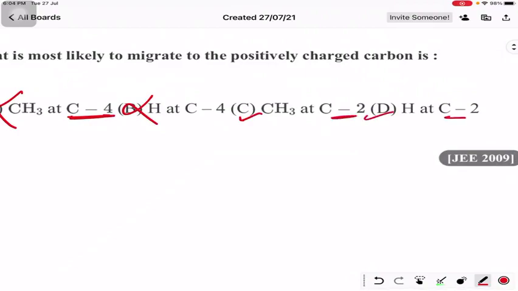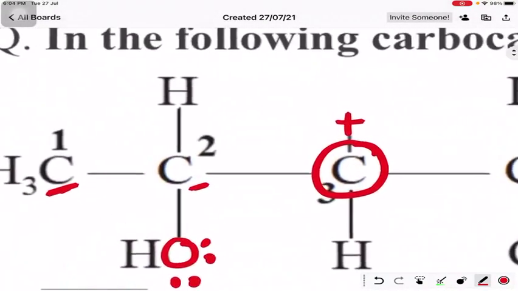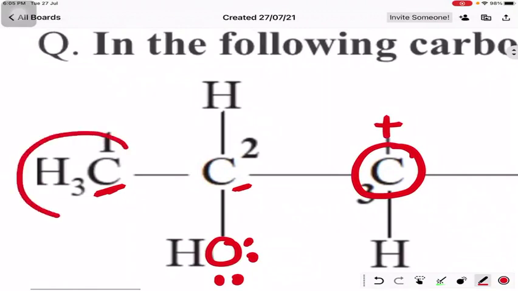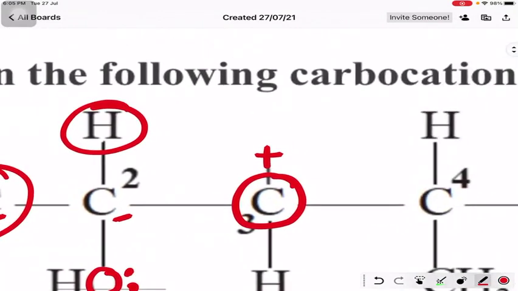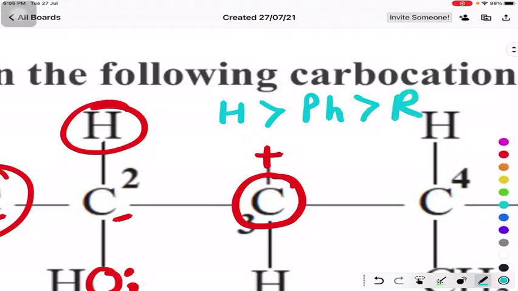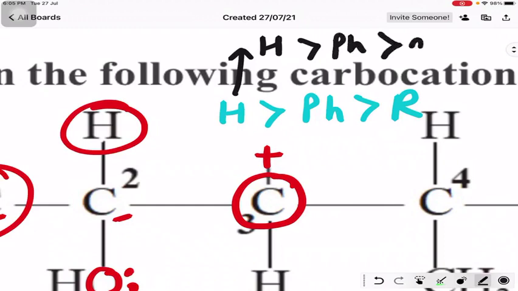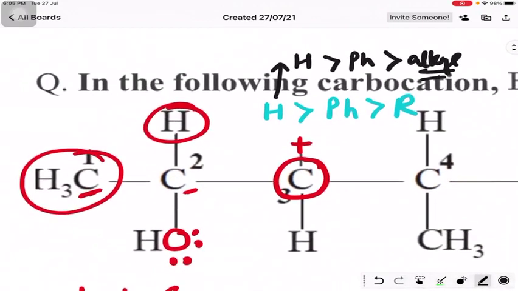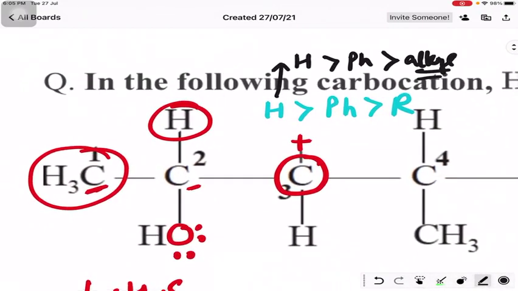So migration is from carbon number 2. Which group will migrate, methyl or hydrogen? This is the order of migration. You can keep it in mind by saying HAFER. H stands for hydrogen, then PS stands for phenyl ring, and then R stands for alkyl, meaning methyl group. So this is the migratory aptitude of the different groups attached. It means hydrogen will migrate in preference to carbon.